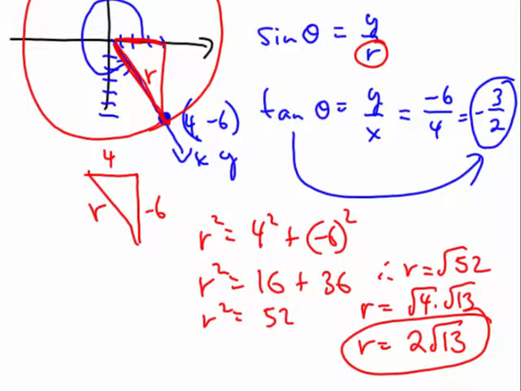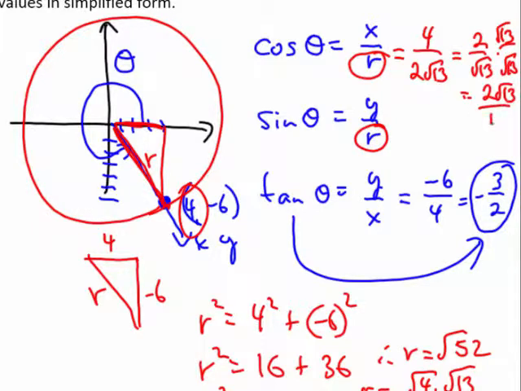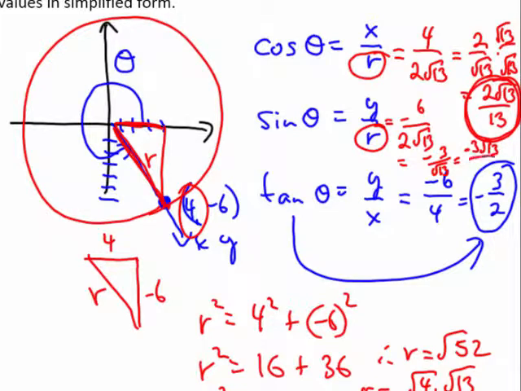So going back up above, the cosine ratio is now the x-coordinate, 4, divided by the radius, 2 root 13. And the 4 divided by 2 can be reduced to 2 over root 13. And to get the radical off the bottom, we can multiply top and bottom by root 13. And so we get a ratio of 2 times the square root of 13 divided by 13. The sine ratio, just to squeeze it in, would be negative 6 over 2 root 13, which would equal negative 3 over root 13, which would equal negative 3 root 13 over 13.